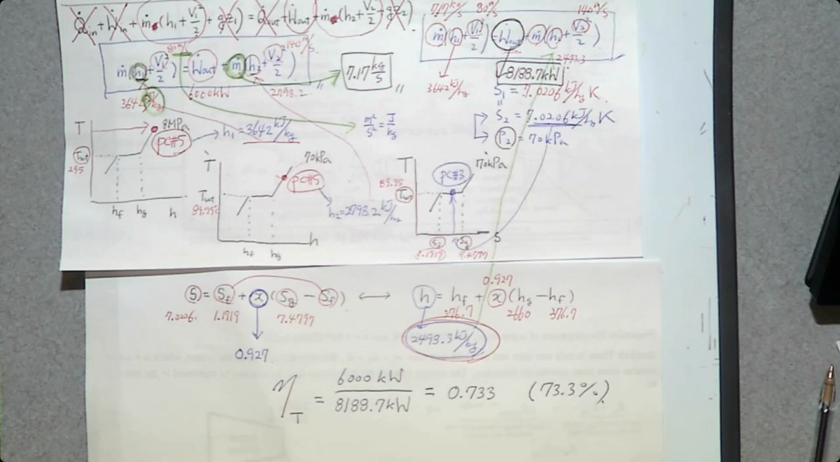One turbine's inlet condition is 8 megapascals and 500 degrees Celsius. The other one is only 6 megapascals and 400 degrees Celsius. So if all the values are changing, how can we know which one is better than the other? By calculating the isentropic efficiency. You can calculate isentropic efficiency for any turbine.